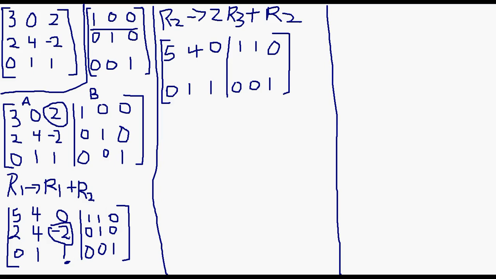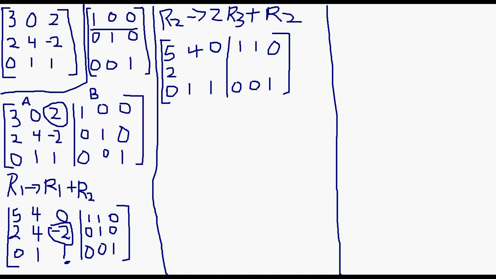So let's look at it here. We want to change it to 0. So we've given this function that we're operating: 2 times row 3 plus row 2. 2 times 0 is 0. Then 0 plus 2 is 2. All right. So we put that one here.